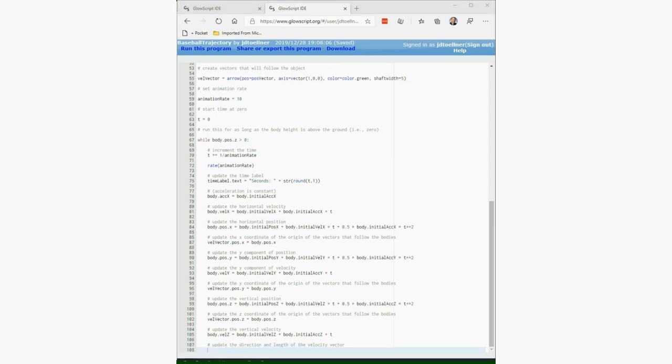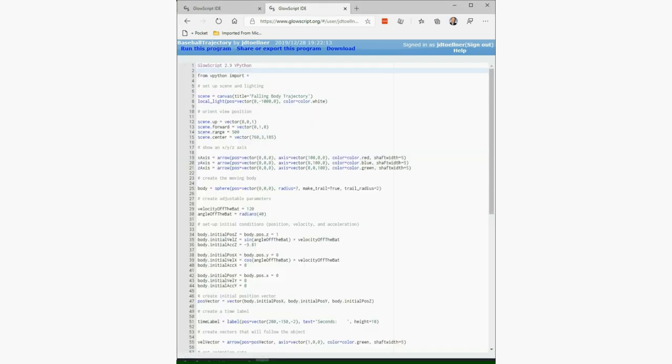So the body velocity is the initial velocity plus the acceleration times t. And in that last statement, I modified the vector to account for that velocity. So notice now the green line is in the direction of motion, and its magnitude is changing as the velocity changes. So that was a little hard to see.